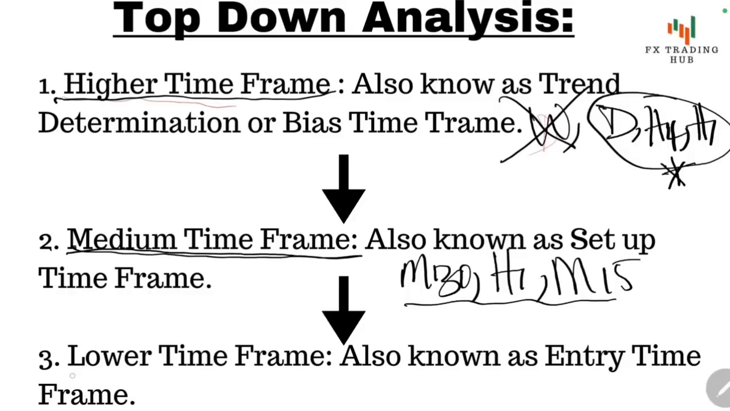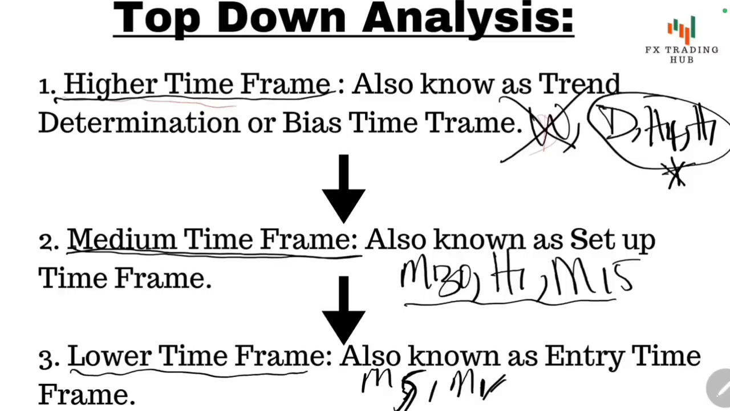Now the next time frame is your lower time frame. The lower time frame could be your 5 minutes time frame and your 1 minute time frame. This is your entry time frame, whereby you look for your entry confirmations, like your change of character, return to order block, and you get into the trade.